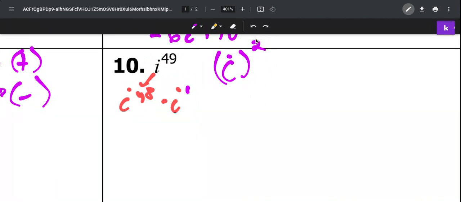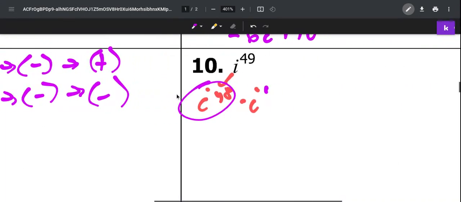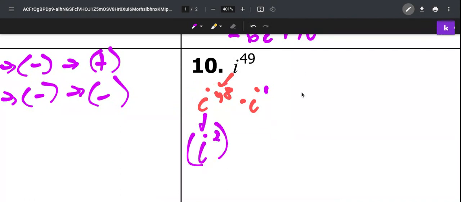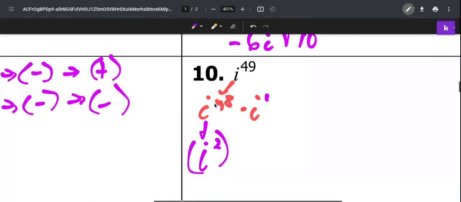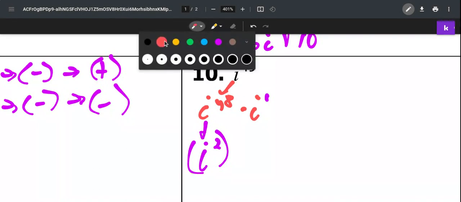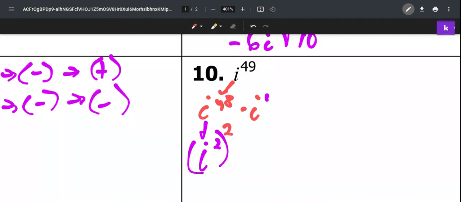Now, what we can do is we can take the 48 and do the same thing we did with number 9. We can say, okay, I know that I can change this to i squared, and I'll end up with negative 1. But to do that, I need to make this 48. I need to divide it by 2, and that will give me 24. Because now if I go in reverse, if I take i squared to the power of 24, I would multiply them and get right back to i to the 48th power.